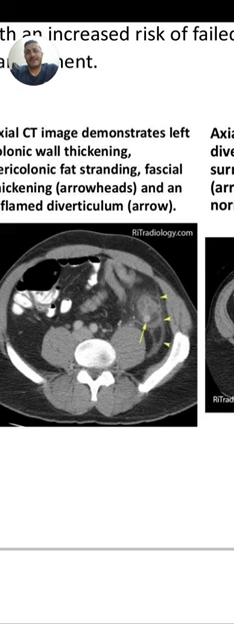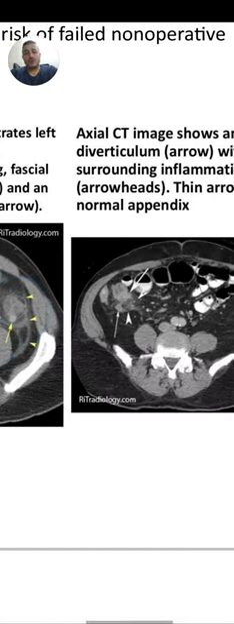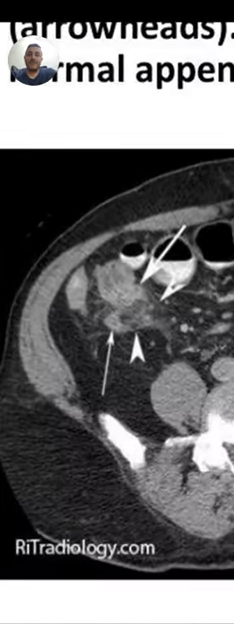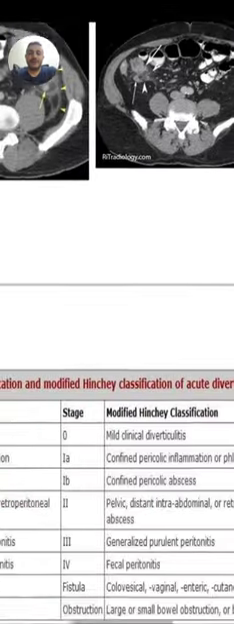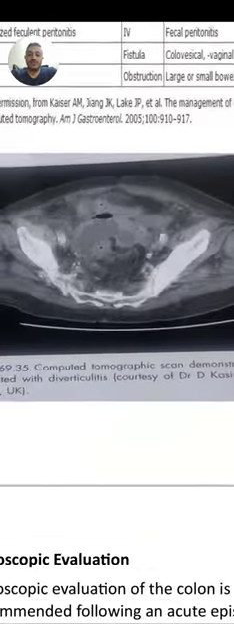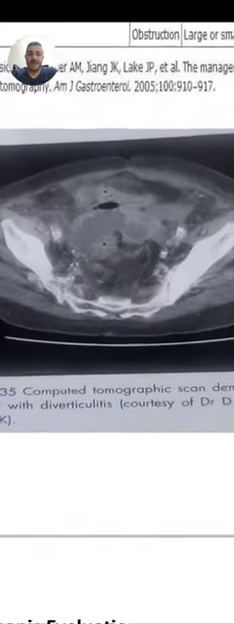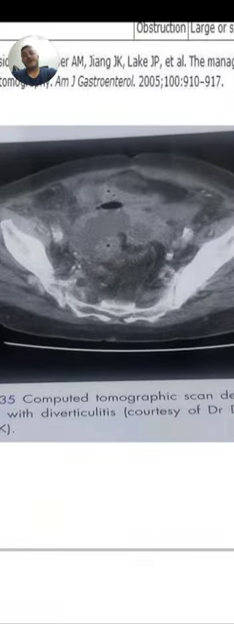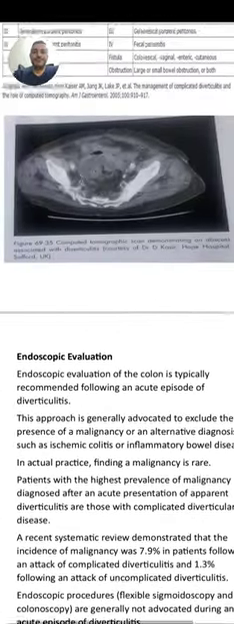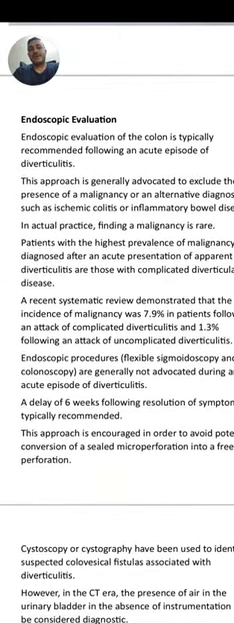But anyway, I said that because I mentioned here that you can see in front of you a CT finding where diverticula is seen and a pericolic fat stranding are also seen. Here also there is ileal diverticula with fat stranding. The Hinchey we already talked about, and you can see here an abscess formed and diverticula. Okay, about the endoscopic evaluation.